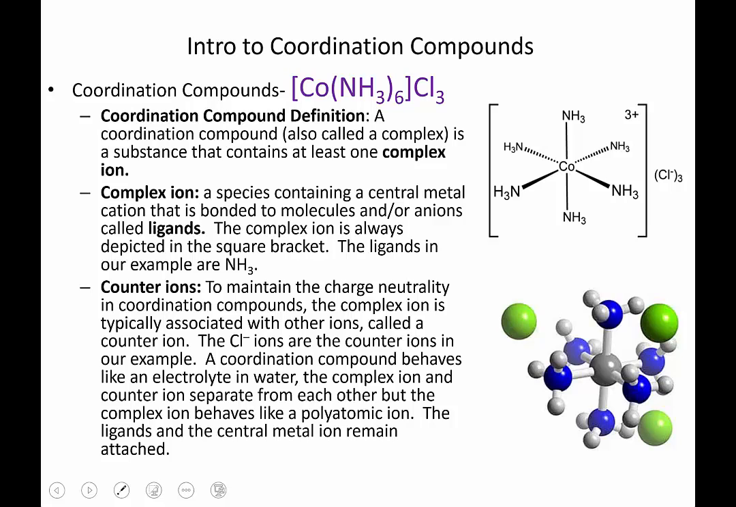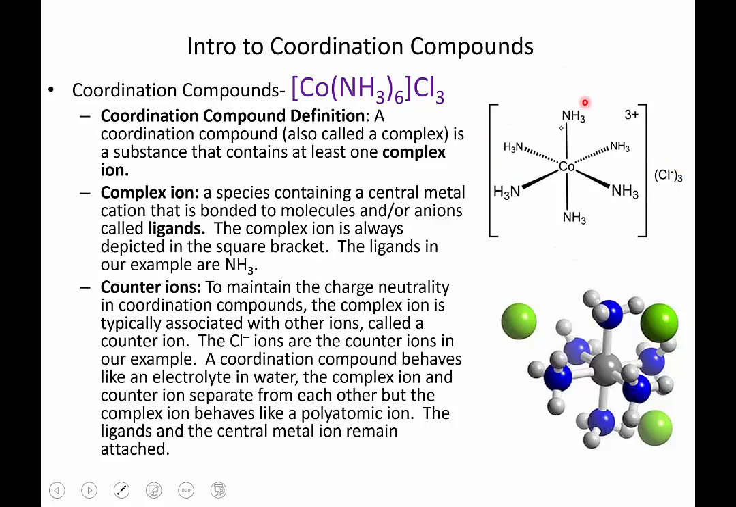And counter ions are also present. Typically, if your complex ion has a charge, then you will have counter ions, and that's just to maintain charge neutrality. In this example, chloride is our counter ion. And sometimes you could have your counter ion be a whole other complex ion.